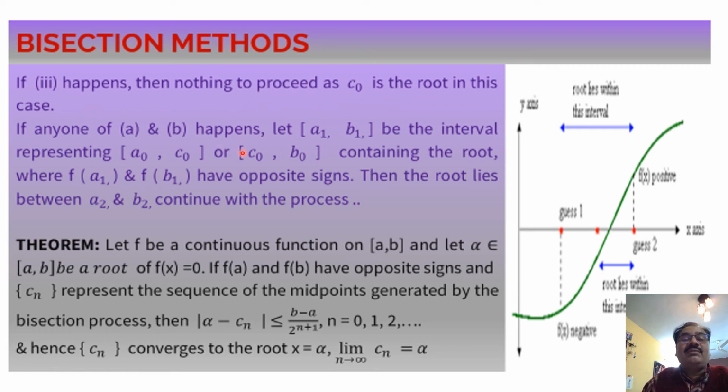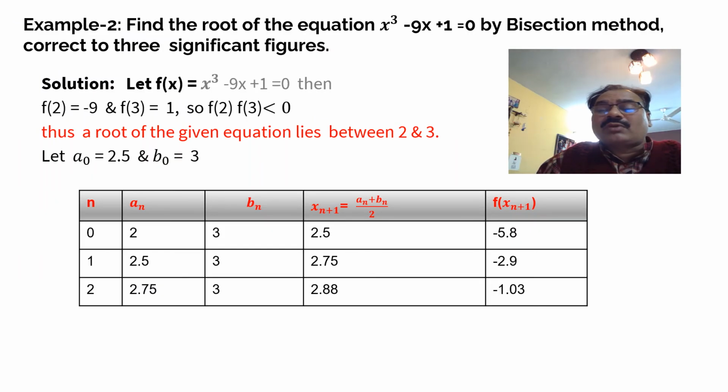If either of the first two happens, then let a1 b1 be the interval representing a naught c naught or c naught b naught containing the root, where f of a1 and f of b1 have opposite sign. Then the root lies between a2 and b2. Continue this process till the desired level of accuracy. So we will look at a numerical problem, which may be understood very easily. Now this is the standard theorem you must remember before the bisection. You must keep this theorem in your mind, but I want to discuss one numerical problem here.